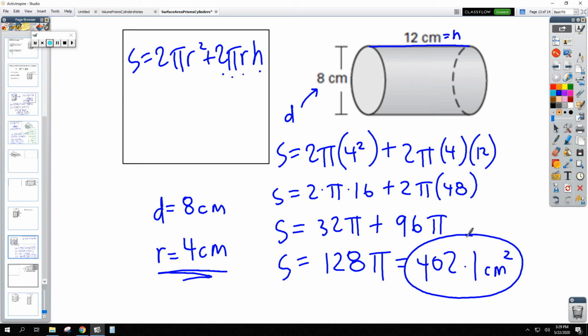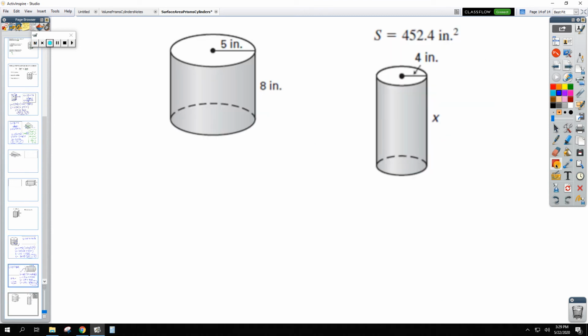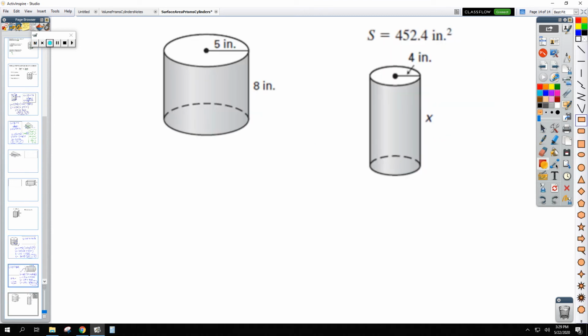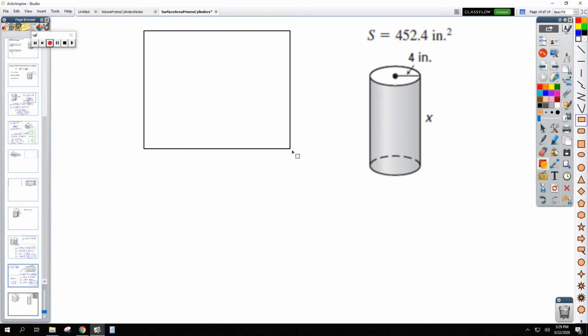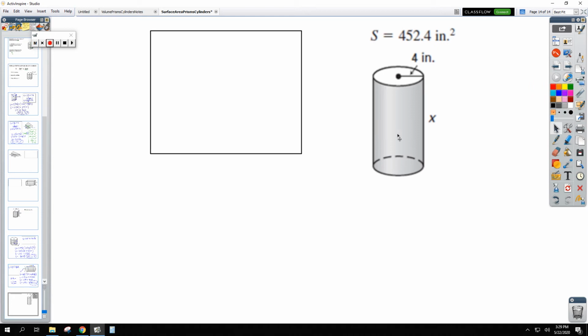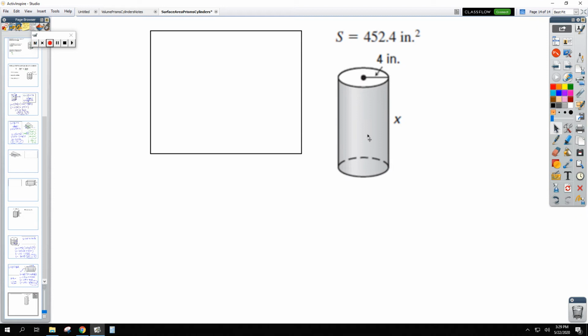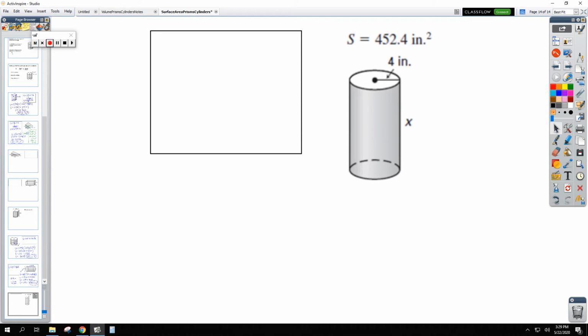Now I'm going to show you one more that you might come across on the online work I give you guys. It's going to be the one on the right here that I'm going to emphasize. Now what you notice here is they give you the surface area. We know what the surface area is, but what we're trying to find here is this variable x, which happens to be the height of this cylinder.